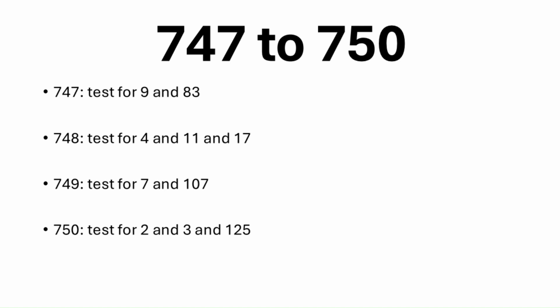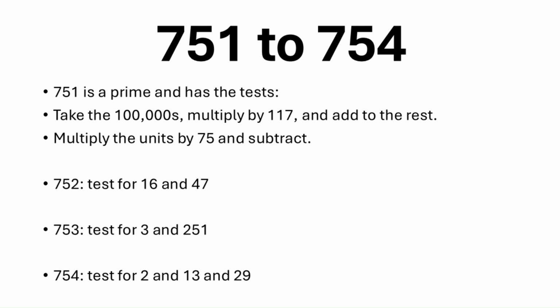750, test for 2 and 3 and 125. 751 is a prime and has the tests. Take the 100,000s, multiply by 117, and add to the rest. Multiply the units by 75 and subtract.